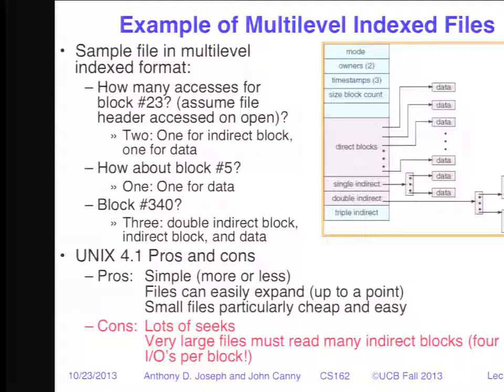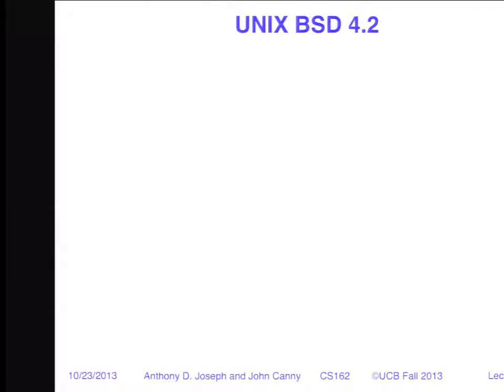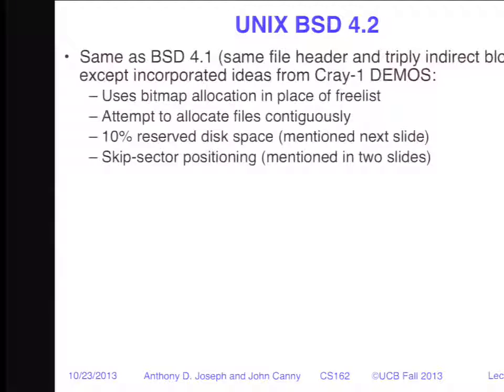All right? So this is one of the most popular file systems for quite a long time. But they recognized that there were these flaws, and in the next version, they tried to address them. Some of them, at least. Okay, so in 4.2 BSD, it has the same file header and the same triply indirect blocks, but they incorporated a bunch of ideas from the Cray 1's operating system, the Demos operating system.